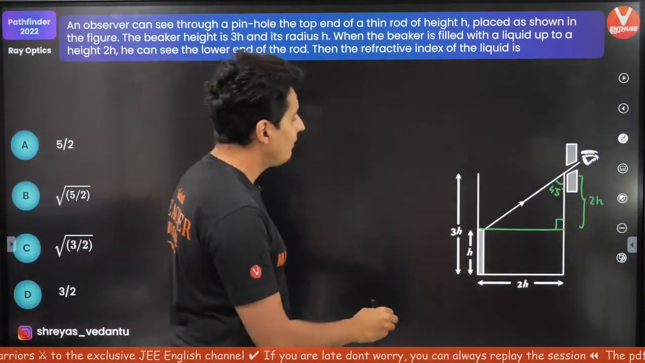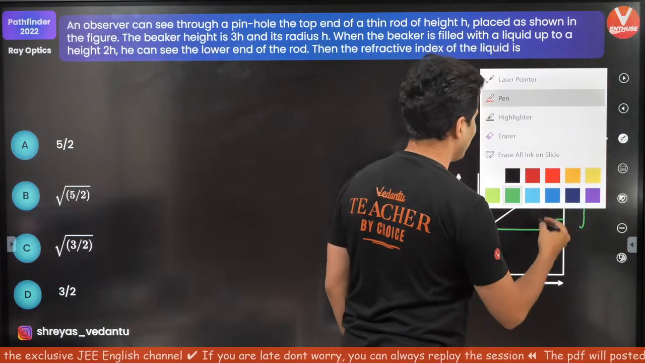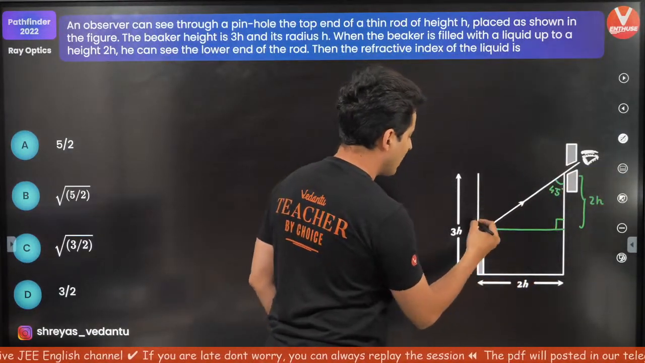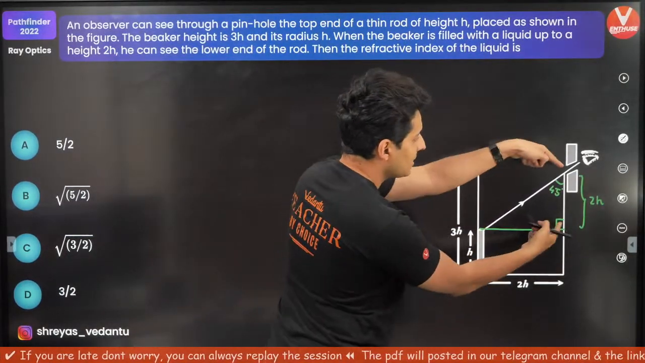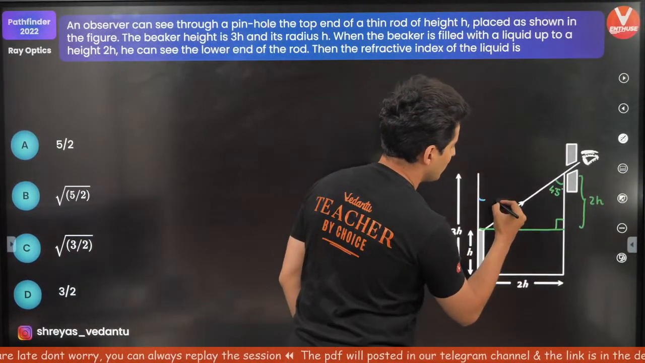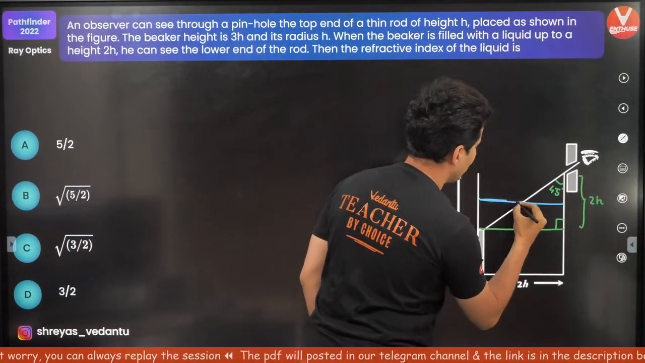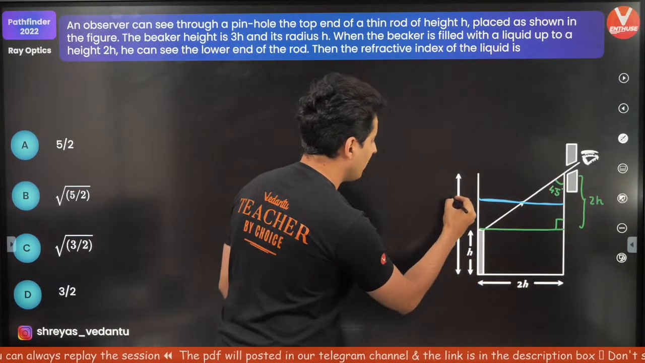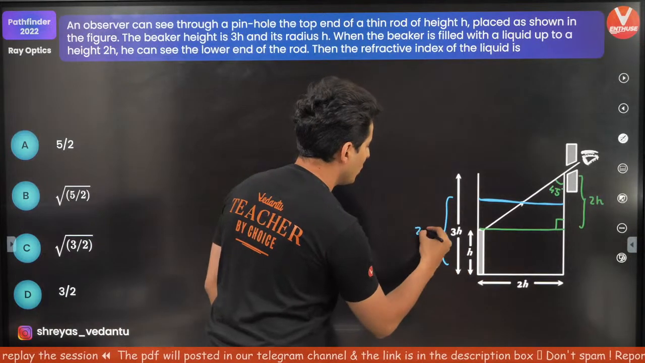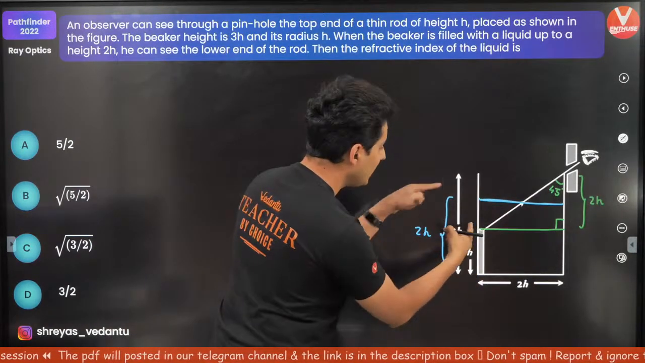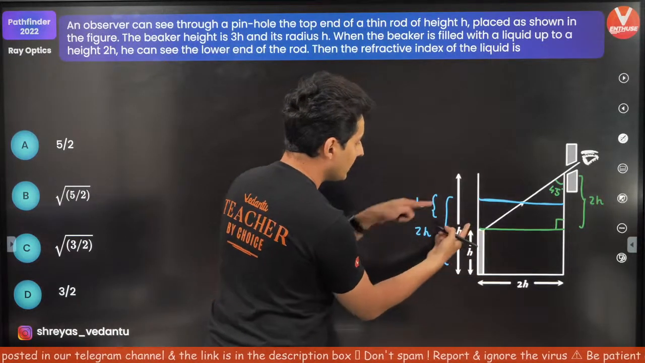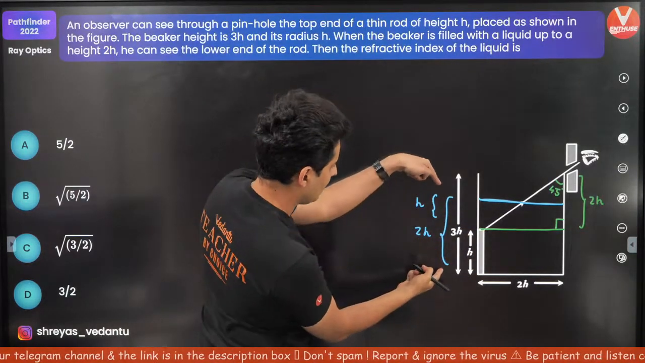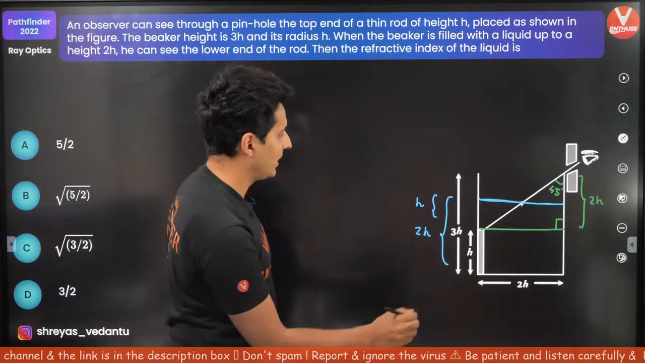Next thing, when I pour some liquid, maybe till the height of how much? 2h. So 2h will be exactly the midpoint of this. So I should draw a line like this. So I poured that liquid till here. And remember, this is 2h, but only this much is h. This is from bottom till here, it is 2h.